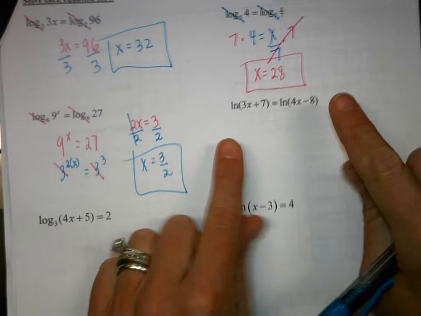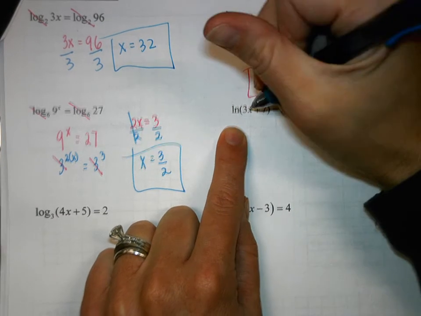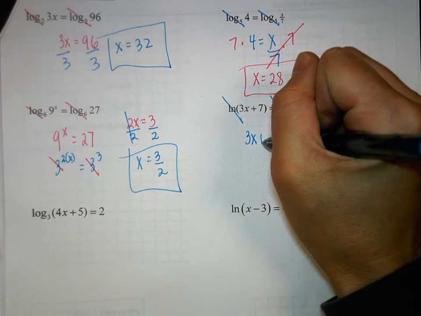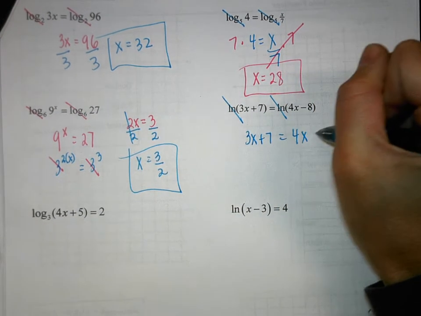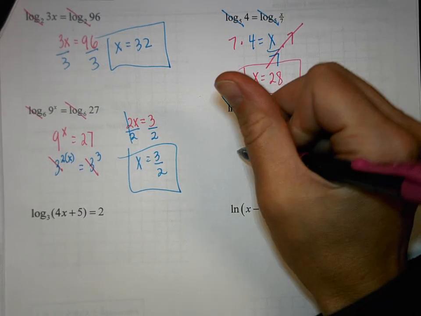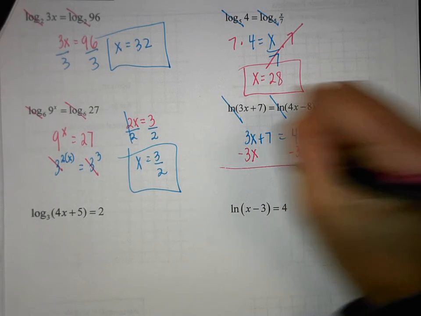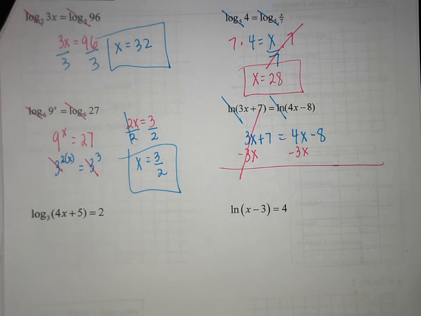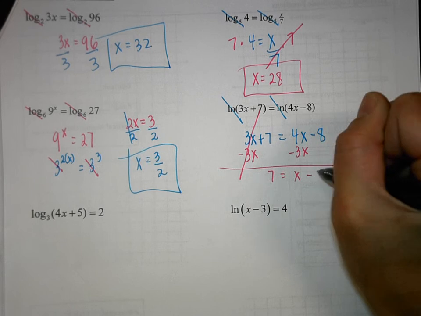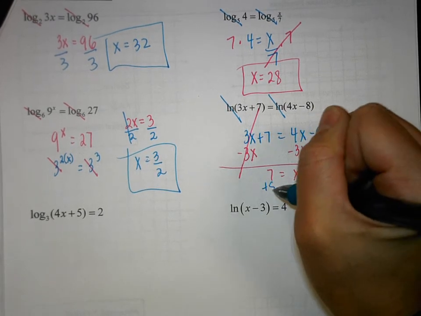Again, do I have a single natural log on both sides? Yes? So we can cancel them out. Okay, my equation is 3x plus 7 equals 4x minus 8. What will I do now? So we can do things multiple ways. I'm going to go ahead and subtract 3x to both sides. That cancels that out. I have 7 equals x minus 8. And the next thing I would do is add 8. Very good. X equals 15.